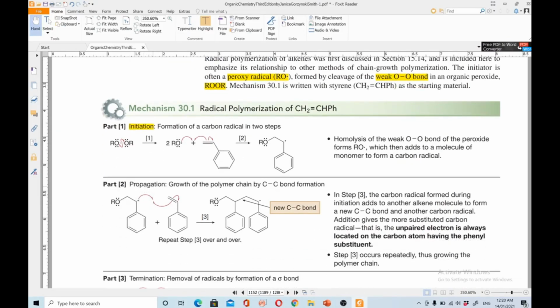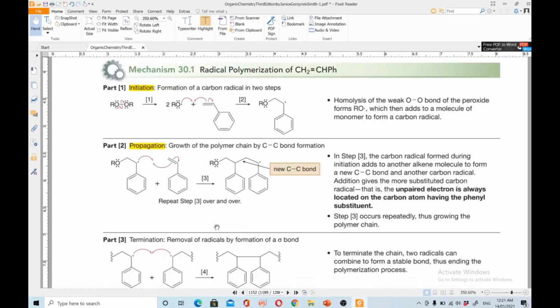Part 2 is propagation. Growth of the polymer chain by CC bond formation. So this is the free radical, and that reacts with this double bond, and they join together to give you this new CC bond and radical. In step 3, the carbon radical formed during initiation adds to another alkene molecule, to form a new CC bond and another carbon radical. Addition gives the more substituted carbon radical, that is, the unpaired electron is always located on the carbon atom having the phenyl substituent. Step 3 occurs repeatedly, thus growing the polymer chain.